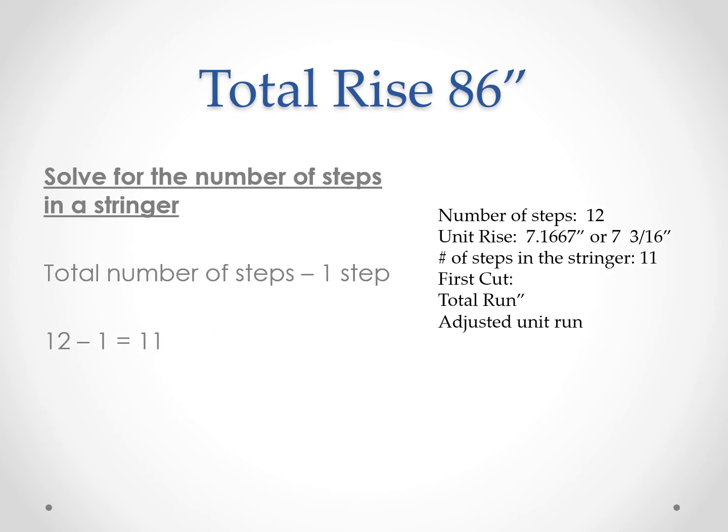All right, now let's take a look at solving for the number of steps in a stringer. Probably the easiest of all to solve for, because you simply take the number of steps and minus 1 and get the number of steps in a stringer. The reason we do that is because the last step is the step onto the landing, so we don't need to put that in the actual stringer. So in this case, the number of steps in a stringer is 11.